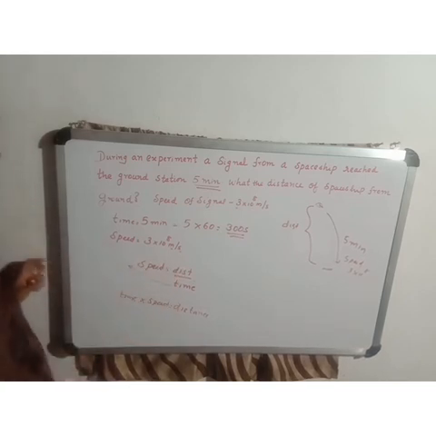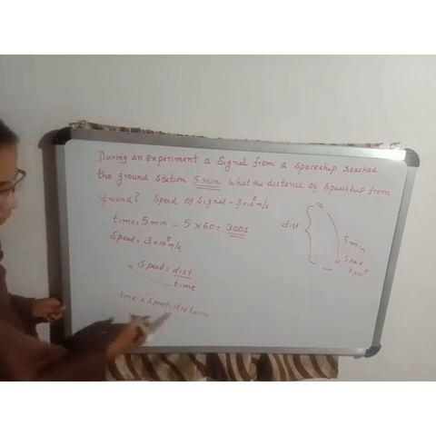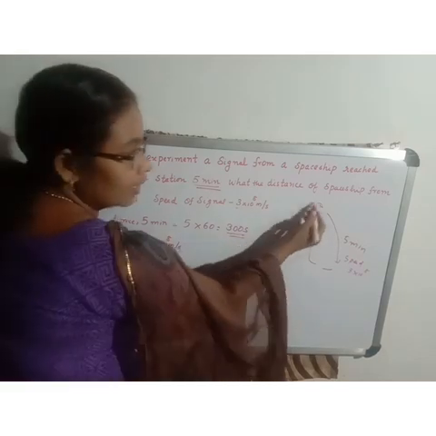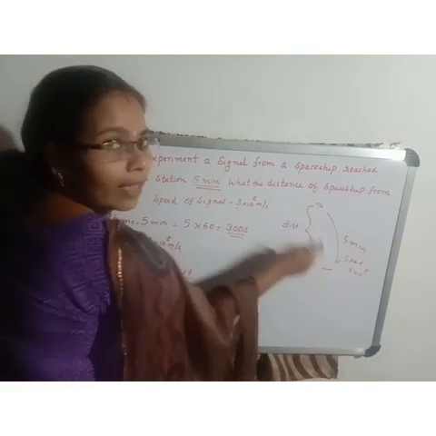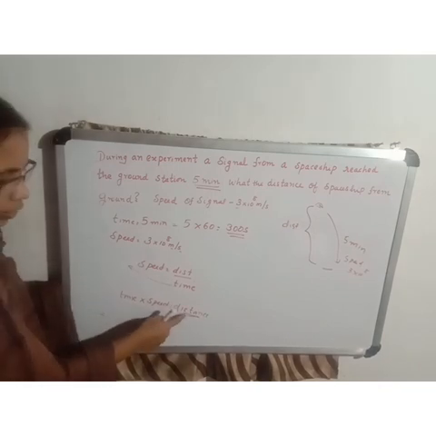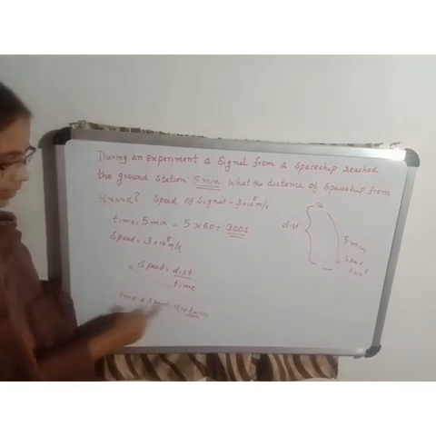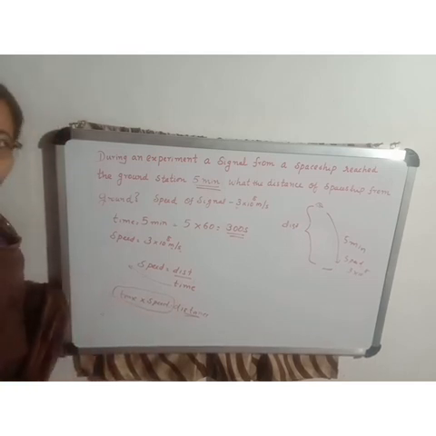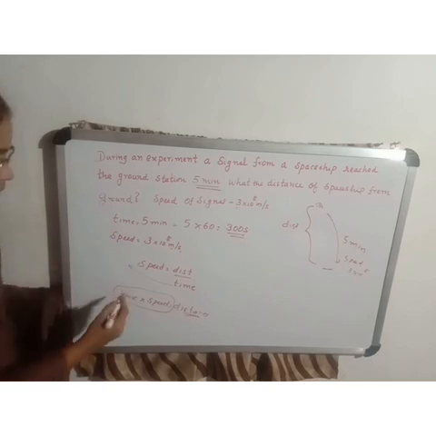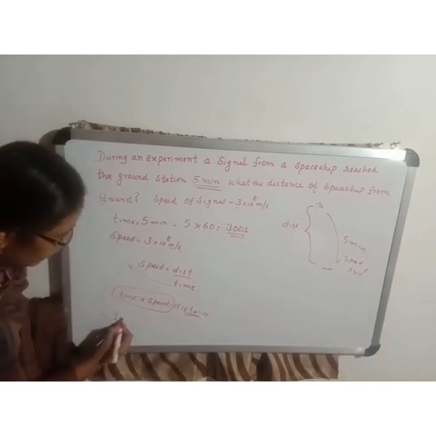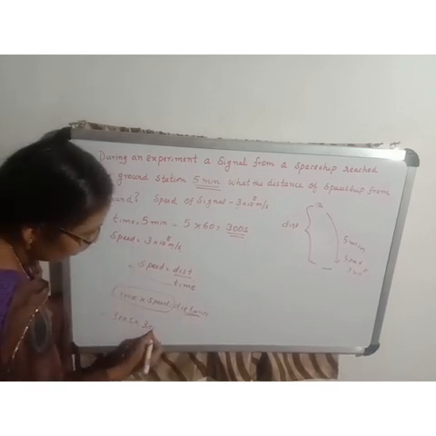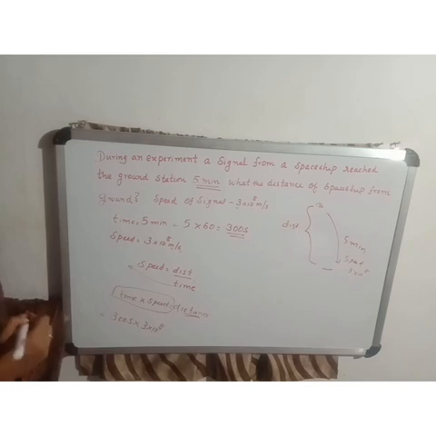Okay. Now, in order to get the distance here, we want to get the distance between the spaceship and the ground. So, in order to get the distance according to this equation, what we need to do? Just multiply time with speed. Is it clear? So, time is 300 seconds and speed is 3 into 10 raised to 8. That is what the distance.